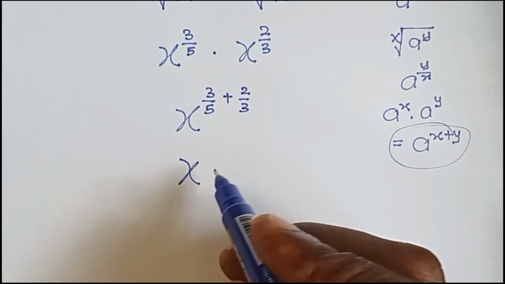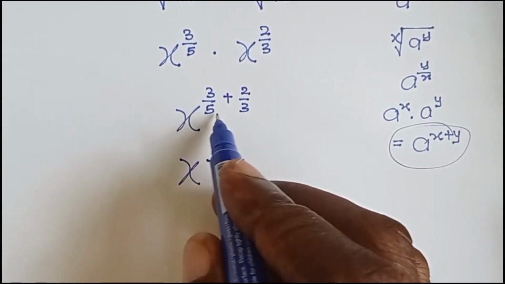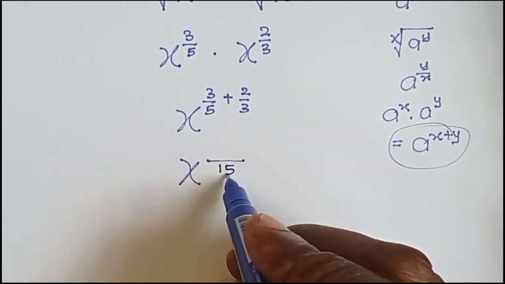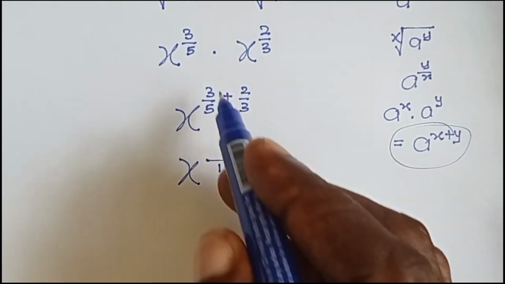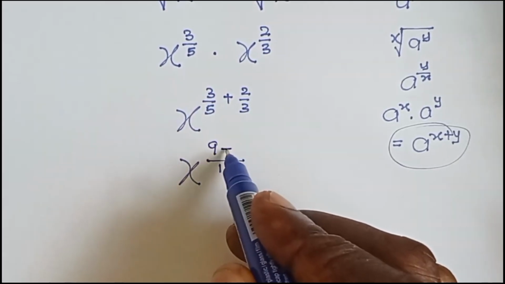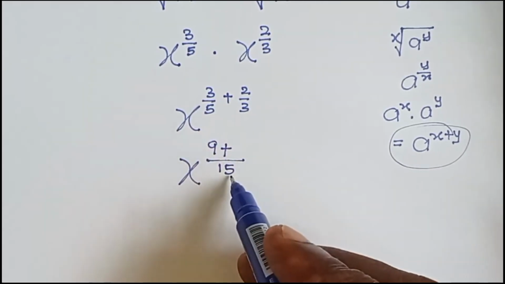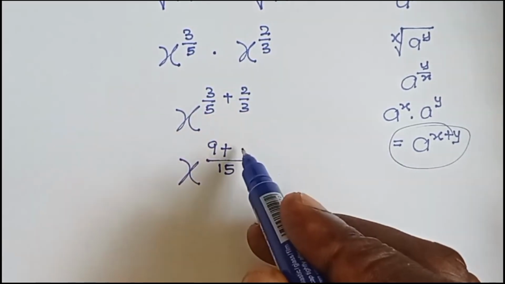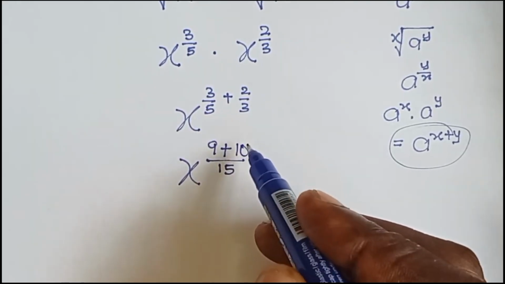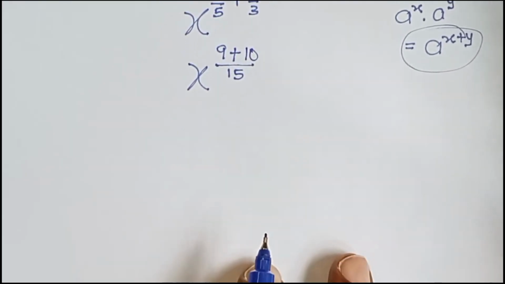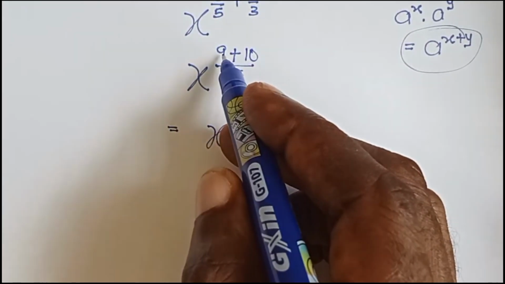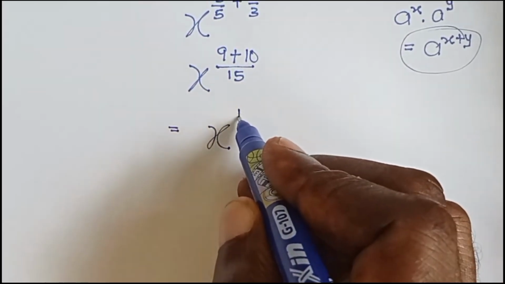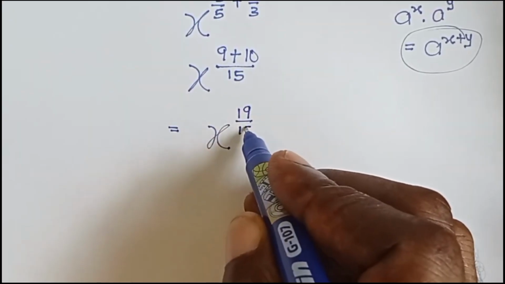Okay, so now what's the LCM? The LCM is 15. I'm going to write 15 here. How many 5s can we see in 15? It is 3. 3 times 3 gives 9. Plus, how many 3s can we see in 15? It is 5. 5 times 2 gives 10. Okay, and then from there we can have our final answer: x raised to the power 9 plus 10 is 19 over 15.